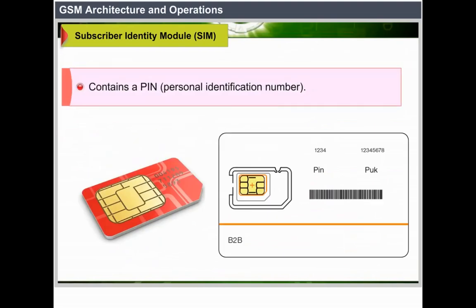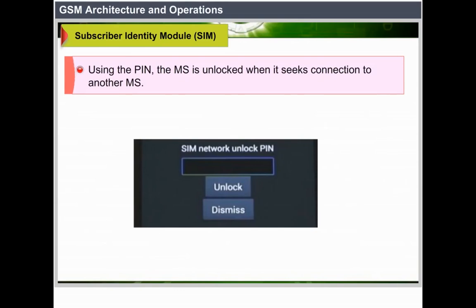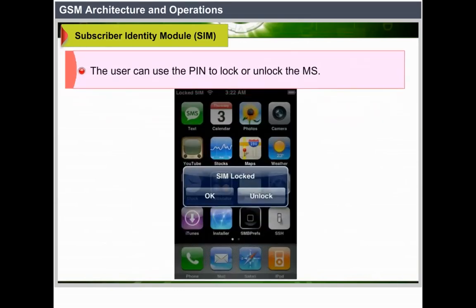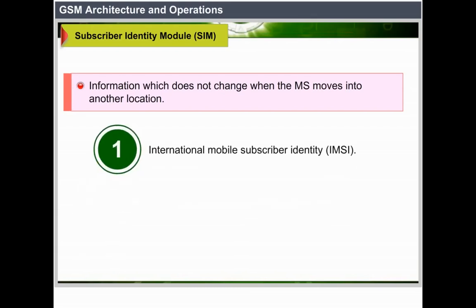The SIM contains a PIN, personal identification number. Using the PIN, the MS is unlocked when it seeks connection to another MS. The user can use the PIN to lock or unlock the MS. It also stores information which does not change when the MS moves into another location: the International Mobile Subscriber Identity (IMSI), and the card serial number and type.